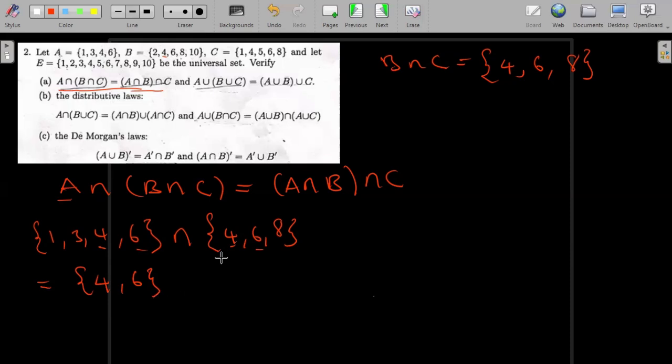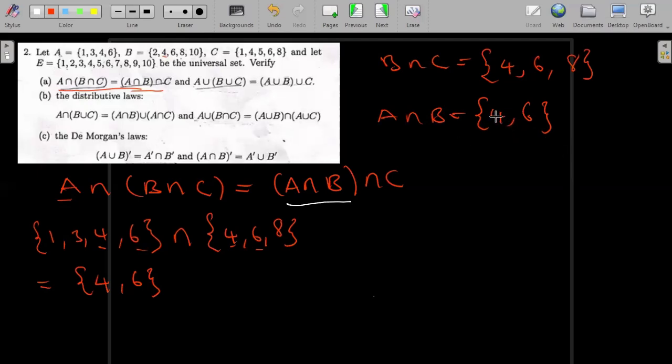So here to verify now the other side, which means we have to get the same thing. We have to get this 4, 6 even on the other side. So on the other side, the first part says A intersect B. So let's look at elements that intersect in A and B. I have 4 there. I also have 4 there. So 4 is common in both. Then I have 6 there and 6 there. So 6 is also common.